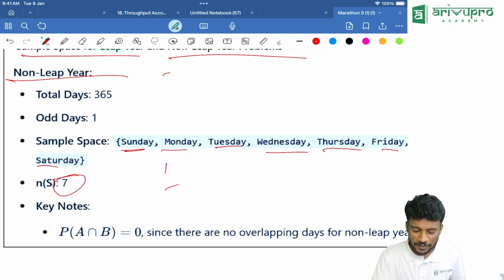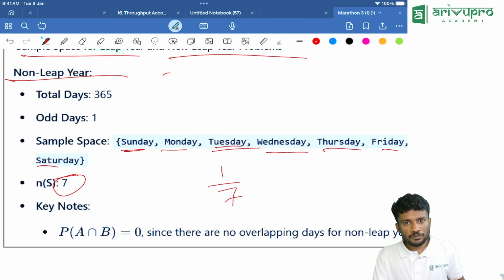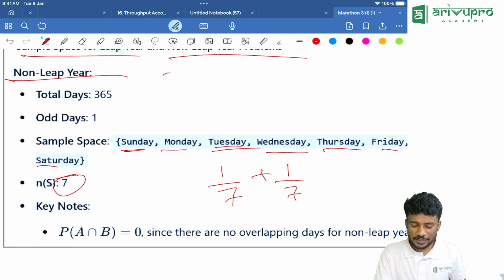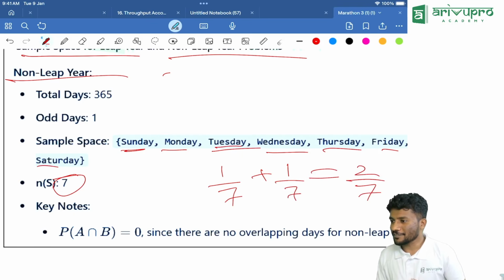What is the probability of 53 Mondays? 1 by 7. What is the probability of 53 Tuesdays? 1 by 7. What is the probability of 53 Tuesdays or 53 Wednesdays? 1 by 7 plus 1 by 7. Is there any intersection? No. Answer is how much? 2 by 7. Are you able to relate?